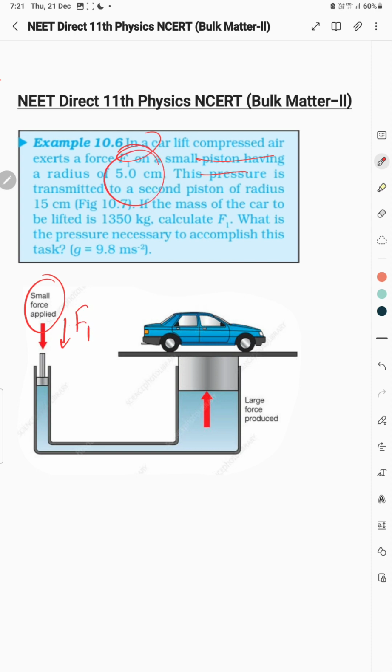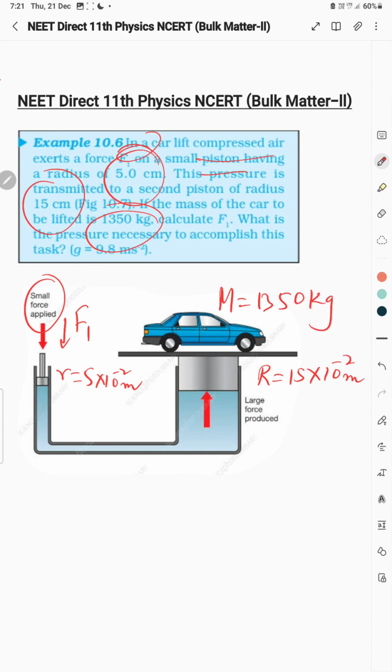It has a radius of 5 centimeter. So the radius is 5 centimeter, which I write as 5 × 10^-2 meters. The pressure is transmitted to the second piston, a radius of 15 centimeter. So this radius is 15 centimeter; I change this to meters now. The mass of the car to be lifted is 1350 kilogram. So this mass is 1350 kg.